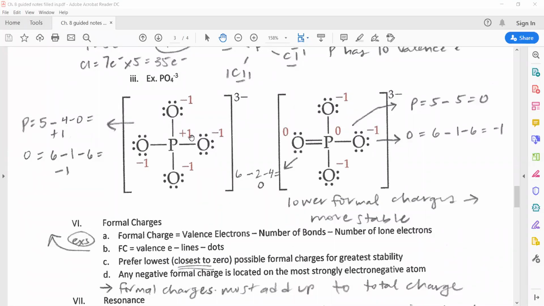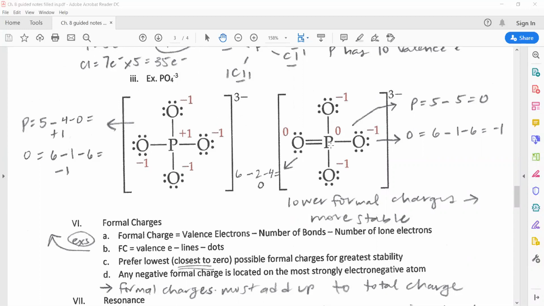All of these oxygens are identical. Let's find the formal charge of one. Oxygen on the periodic table is in group 6, so it has 6 valence electrons, minus the lines, it has 1 line here, minus the dots, and it has 6 dots. So it becomes a minus 1 charge. With formal charge, all of the individual charges have to add up to the overall charge of the ion. So if you're a neutral compound, then all of your formal charges should add up to 0. But if you have a charge, then these individual formal charges should add up to that value, like this one adds up to minus 3.